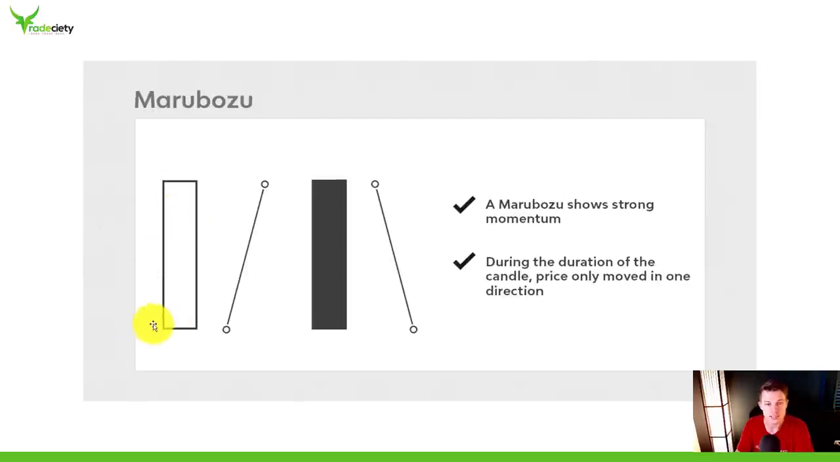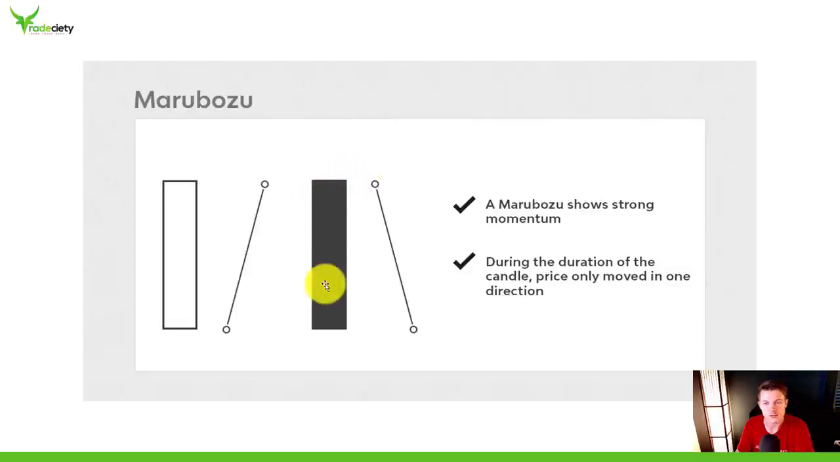The price opened here at the low of the candle and it closed at the absolute high. And as I said, the only thing that happened during the duration of this candle was that the price moved higher. There was no or very little opposition from the selling side. The price only knew one direction during this candle. It moved from the beginning to the top, higher.